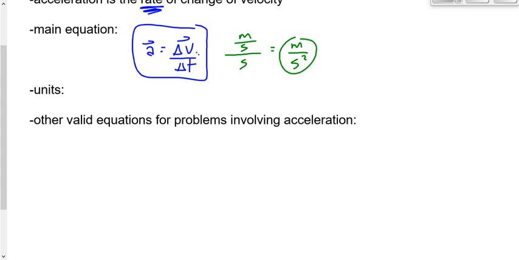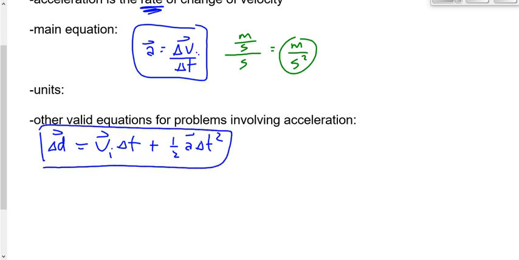We said a equals delta v over delta t, but we can also say that delta d is equal to v initial times t, plus 1/2 a t squared.